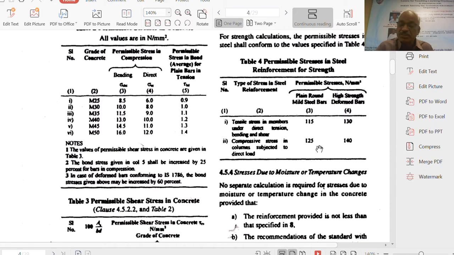Similarly, compressive stress in column subjected to direct load, axial load, is 125. If it is Tor steel, it is 140. These are the allowable stresses, right? So this one has to be familiar.